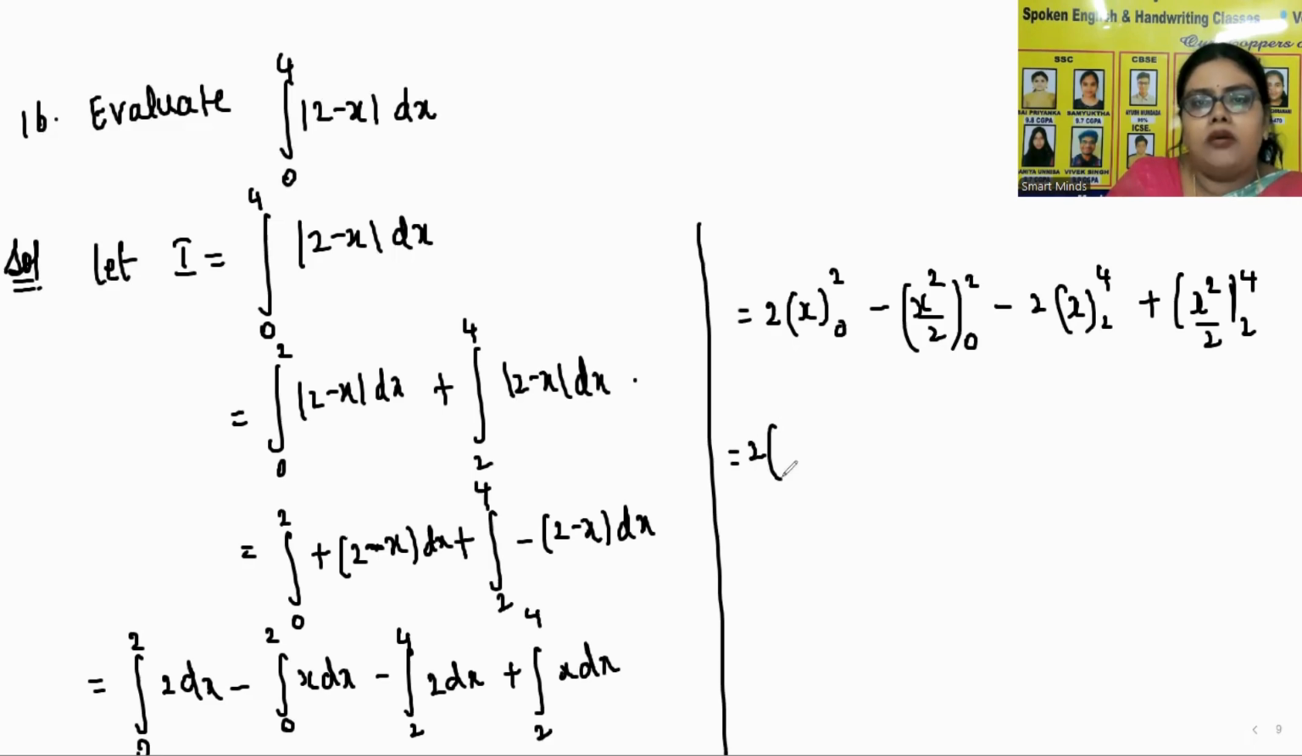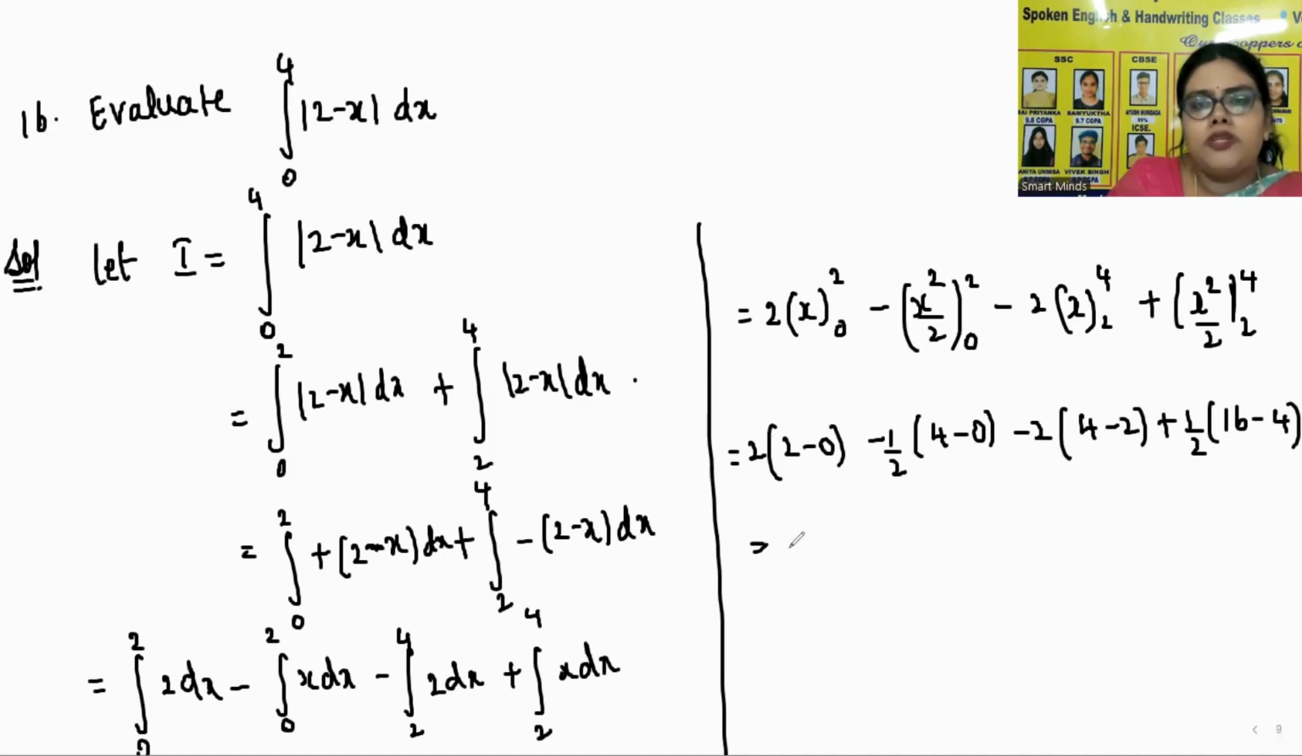So now let's see how to apply the limits. 2 into 2 minus 0. Minus 1 by 2 outside. 2 square is 4 minus 0 square is 0. Minus 2 outside. 4 minus 2. Plus 1 by 2 outside. 4 square is 16 minus 2 square is 4.